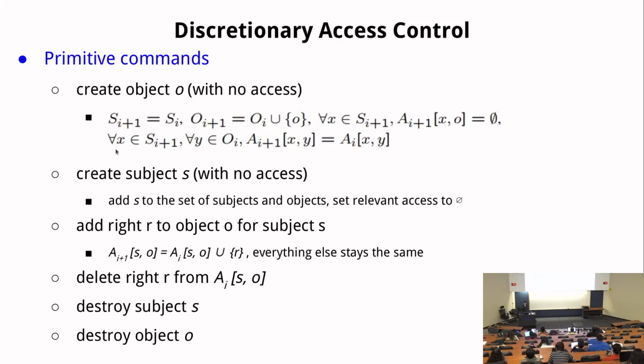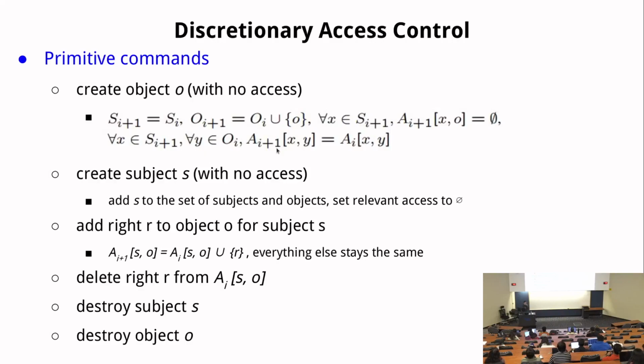Then for any subject, all of them, and for any other object which is not the new one, the access permission we just copy from the old one. This is how we formally represent creating a new object which no one can access in this formal model. The math part looks a little bit intimidating at first, but if you think about what it is doing, it's just super simple.